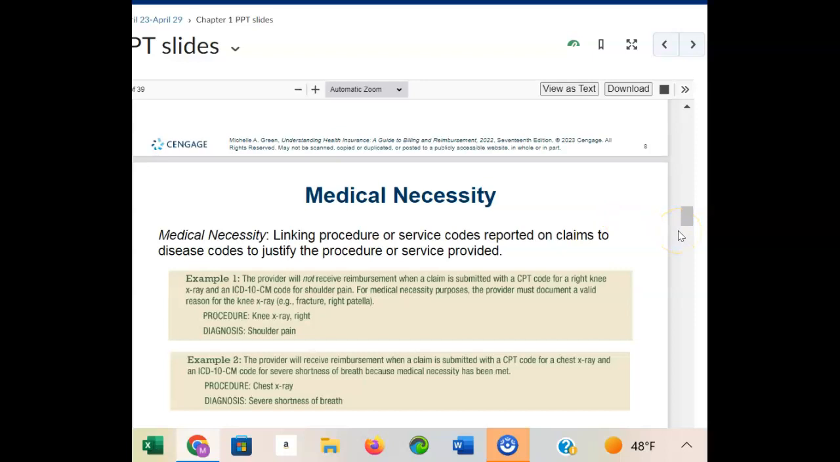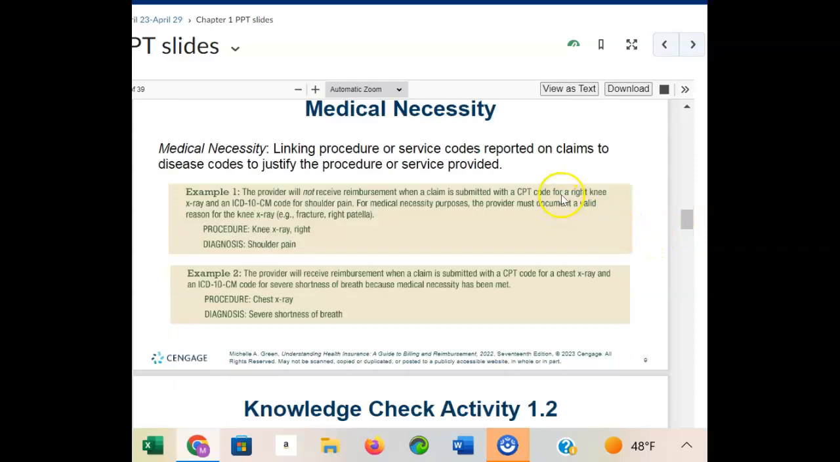Medical necessity is linking the procedure service codes reported on claims to disease codes to justify that procedure. This is a great example. The provider will not receive reimbursement when a claim is submitted with a CPT code for a right knee x-ray and the diagnosis code is shoulder pain. Okay? They don't match up. So if they're going to have a right knee x-ray, you should make sure the diagnosis is something with knee pain or knee arthritis or something in that area. As you can see, medical necessity is going to come back.